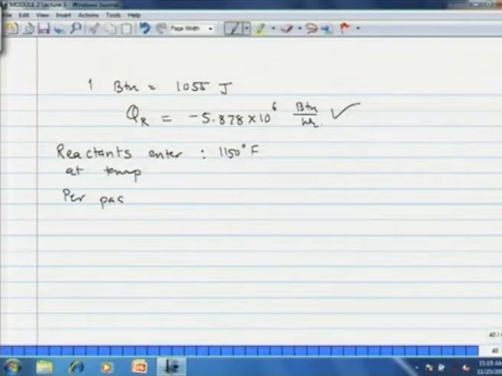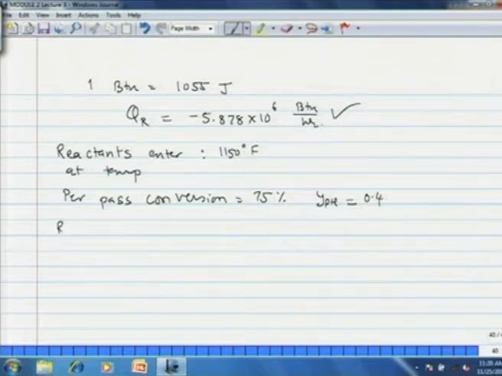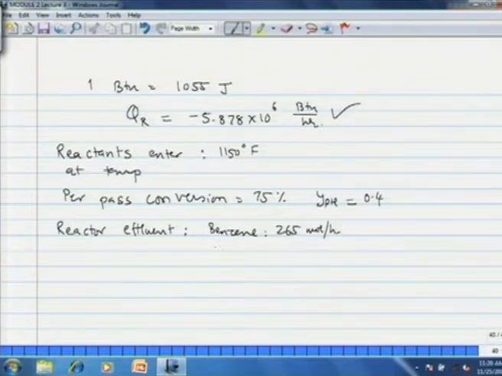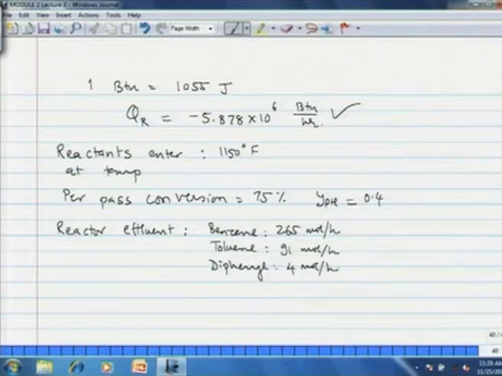Now, if we do material balance, if we substitute, let us say Pb equal to 265 mole per hour, FFT is 273 mole per hour, and if we assume per pass conversion to be 75% and the mole fraction of hydrogen in purge stream as 0.4, then the reactor effluent is benzene 265 mole per hour, unreacted toluene 91 mole per hour, diphenyl will be about 4 mole per hour.